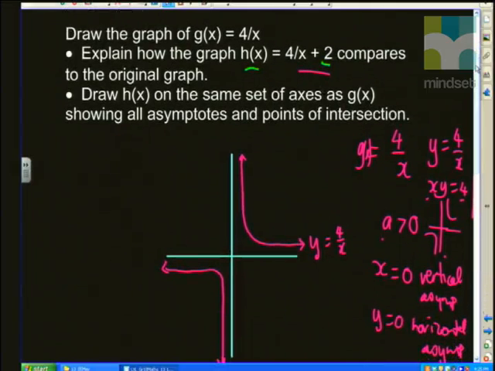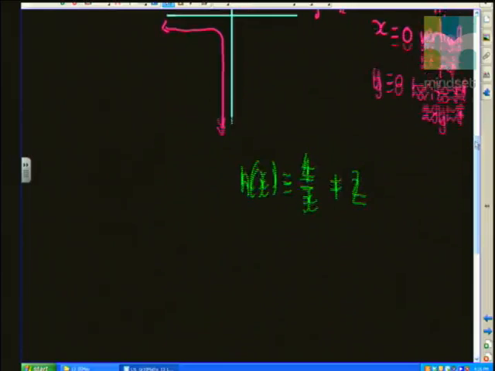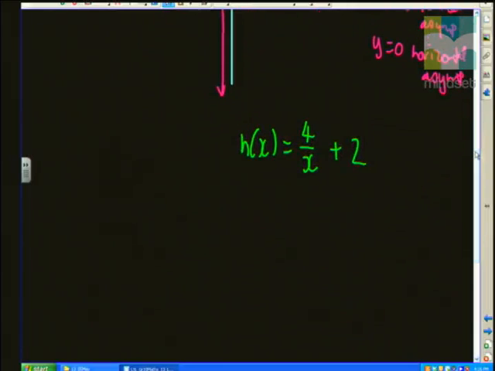So that's what we understand is going to happen to the graph. They then say, draw h of x on the same set of axes as g of x, showing all asymptotes and points of intersection. So h of x is equal to 4 over x plus 2. We analyze the graph once more. We know it's basically going to be the same graph shifted up 2 units.